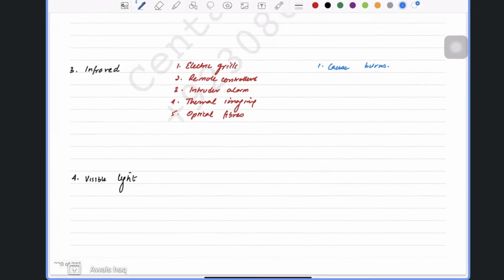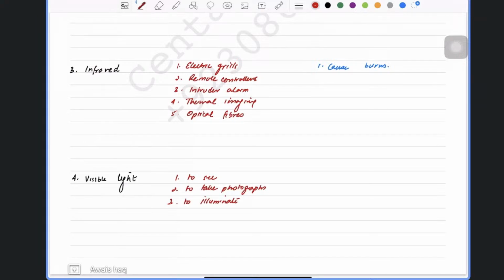Then we got visible light. Visible light has mainly the only uses: to see, to take photographs, and obviously to illuminate. Otherwise, it has no use, and there are no bad parts about this as well. They're very nice.